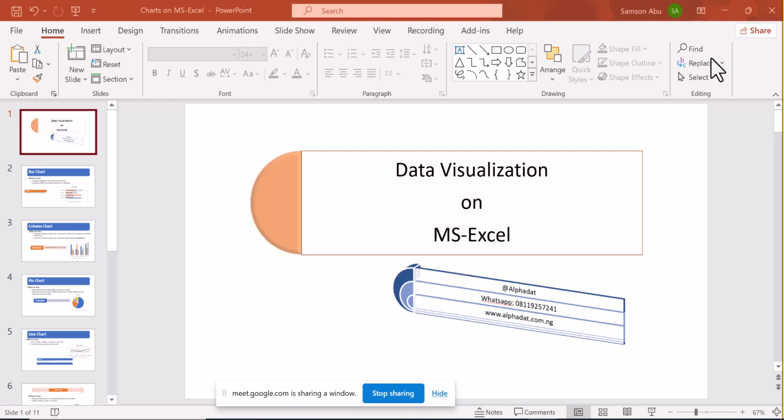Okay, so tonight we'll be looking at data visualization on MS Excel, and we'll be looking at the different charts and conditions that your data need to fulfill before selecting a particular chart. In the sense that you should know when to use bar charts, when to use column charts, when to use pie charts, when to use line charts, when to use scatter plots, when to use bubble charts, when to use funnel, and when to use stock plot.